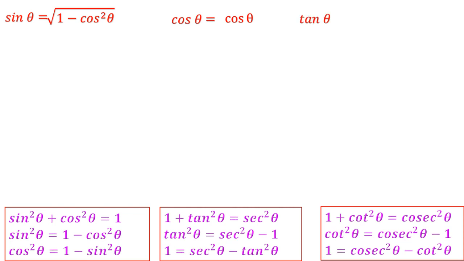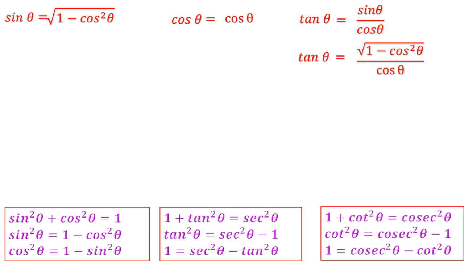Tan theta is equal to sin theta by cos theta. That is, sin theta is square root of 1 minus cos square theta, divided by cos theta. So tan theta is equal to square root of 1 minus cos square theta divided by cos theta.